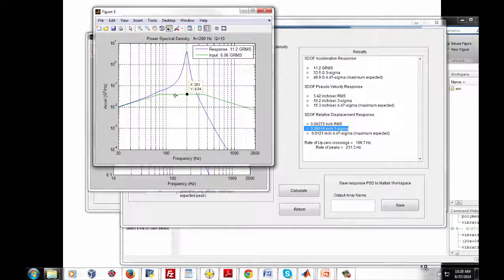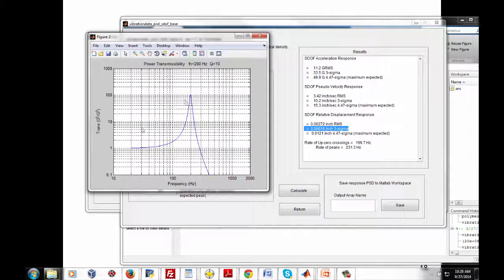But anyways, this is the base input PSD, and this blue curve here is our response PSD. And most of the energy is concentrated about 200 hertz, which is the natural frequency. And we would call this a narrowband random response. We've talked about these before. So far so good here. There's also a power transmissibility plot, G squared out over G squared in versus frequency in hertz. We've talked about these before.